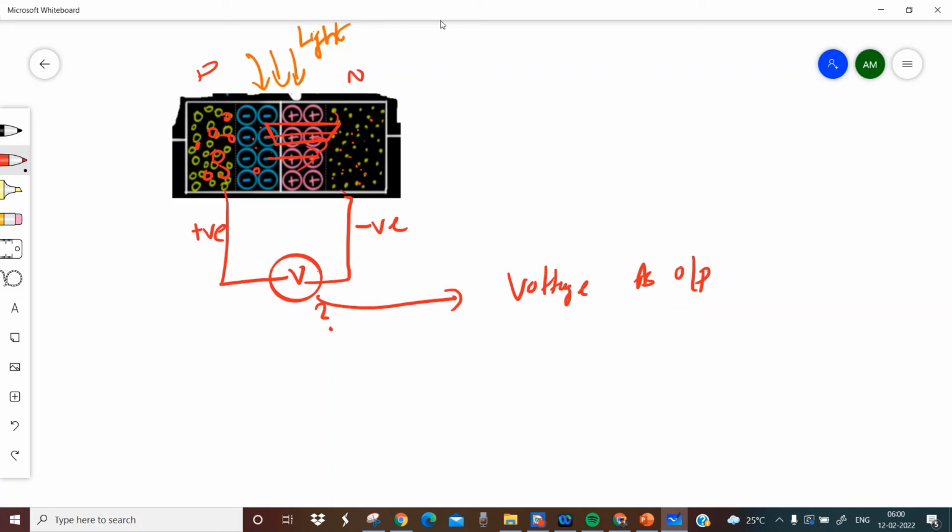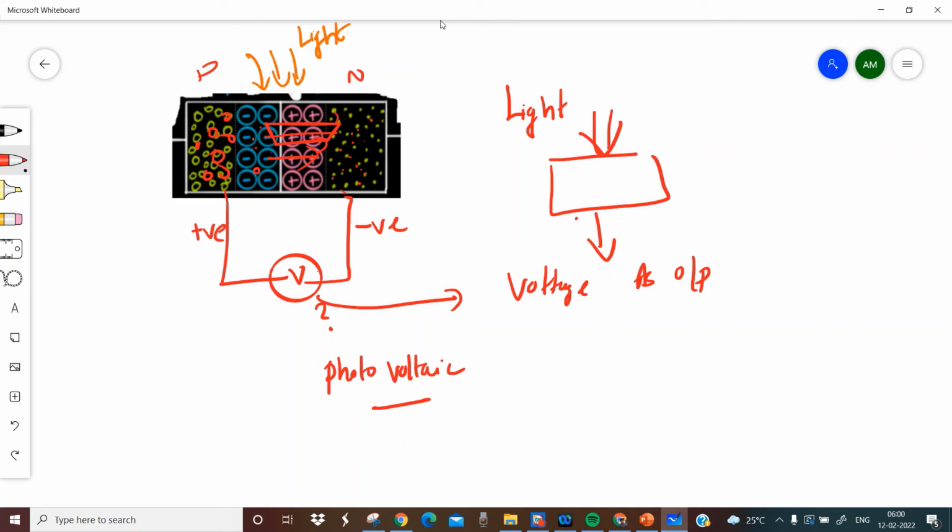What is input? Light. So light is the input, but we are getting the voltage as output. That's why we call it a photovoltaic cell.